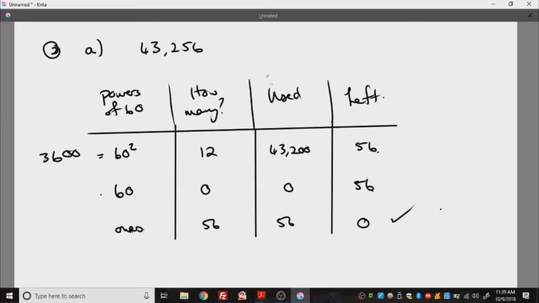So that tells me that the original quantity can be split up as 12 groups of 60 squared, 0 groups of 60, and 56 left over. Is everyone happy with that split?